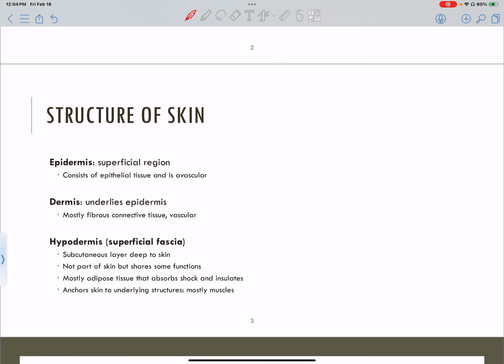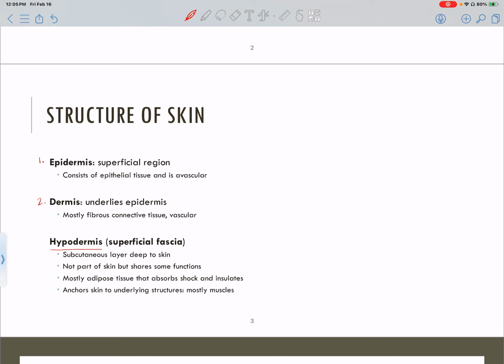You probably already remember from lab that we have two primary layers of our skin, and that would be our epidermis and our dermis. We also have, deep to the dermis, our hypodermis. This is not considered a true layer of our skin. It's also called the superficial fascia or the subcutaneous layer. Because it's not considered a true layer of the skin, this is all we're going to talk about as far as the hypodermis today, and then we're really just going to focus on the epidermis and the dermis.